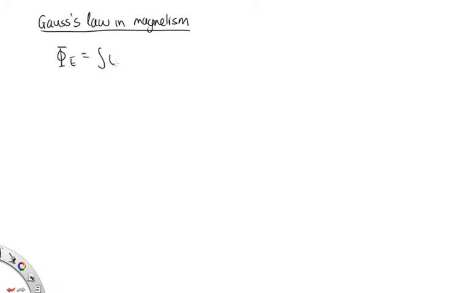What we're going to look at now is Gauss's law in magnetism. Now, with electric fields, we said that the electric flux was equal to the integral over the surface of E dot dA. With magnetic fields, it's exactly the same. The magnetic flux is equal to the integral of B dot dA.